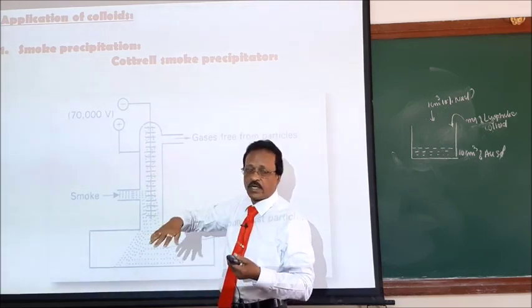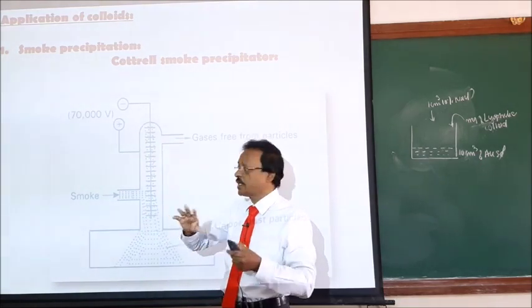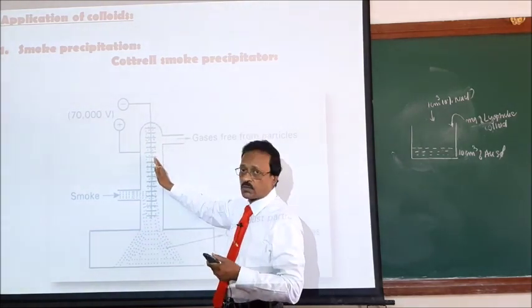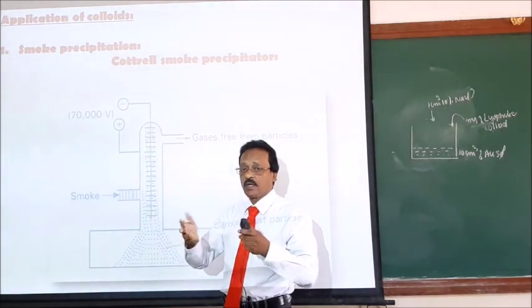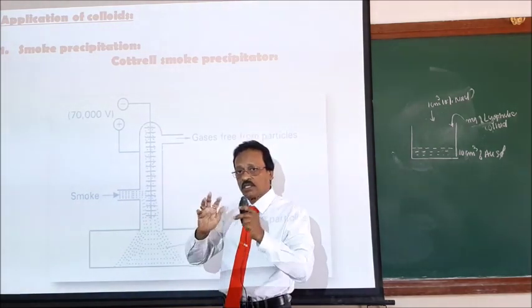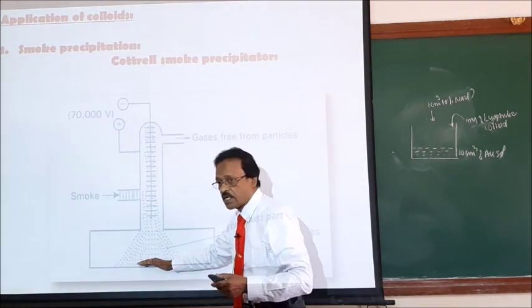So the dust particles or carbon particles, even arsenic, any of the particles which are colloidal in nature, move towards the opposite electrodes. They lose their charges, because if the charges are removed, they become unstable and get coagulated. So once the charge of the colloidal particle is lost, they become heavy and settle at the bottom. All the carbon particles settle down.